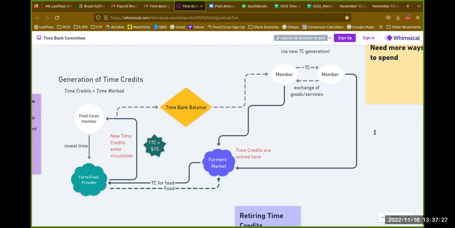That was what M was referring to when they said we're thinking about setting up skill sharing and other ways that people can spend their time credits within that exchange market. For this winter, aside from further developing our POS system, we are also going to be strategizing around how to expand the time bank exchange market.